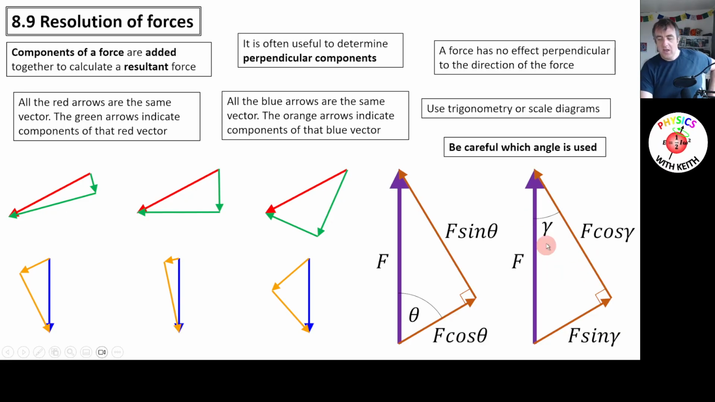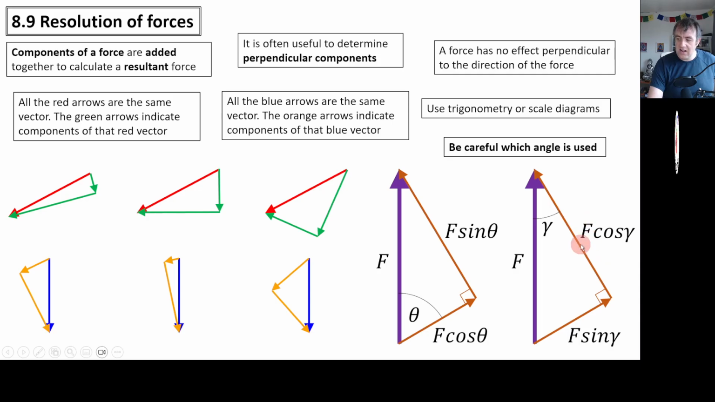Whereas this one, because I've got the other angle, this is now the adjacent to the angle. It was, over here, the opposite to the angle. Now it's the adjacent to the angle. So that's going to be the hypotenuse multiplied by the cosine of the angle. And this one, which before was the adjacent to the angle, is now the opposite the angle. So that's now the hypotenuse multiplied by the sine of the angle, gamma.